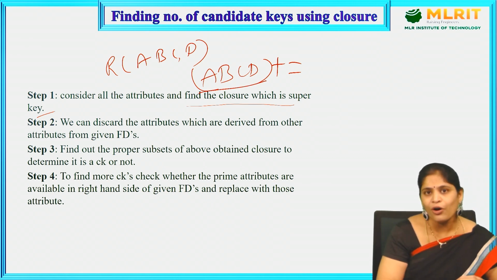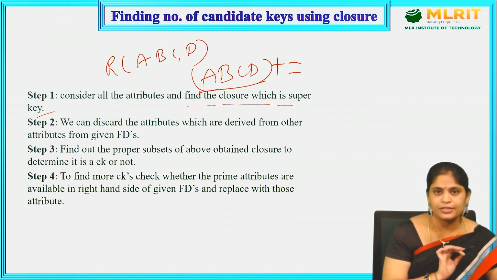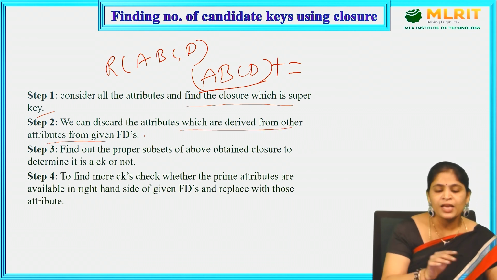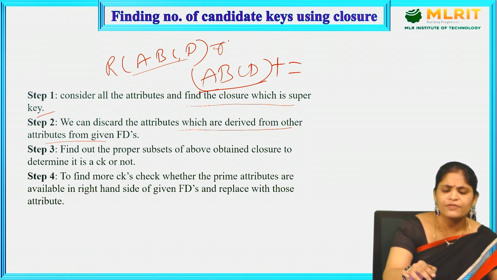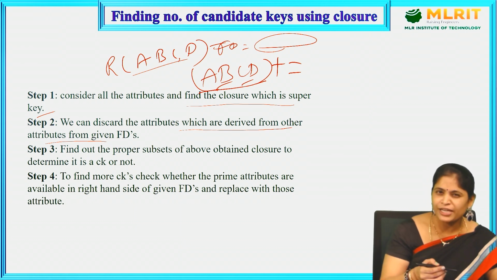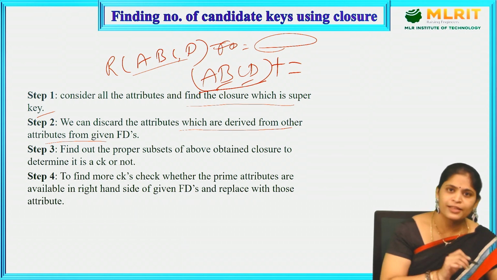That is the first step. What is the second step? We can discard the attributes which are derived from other attributes using the given FDs. Along with the relation schema, they will give a set of FDs, and with those FDs we can discard attributes from this closure set. I will explain that clearly while explaining the example.